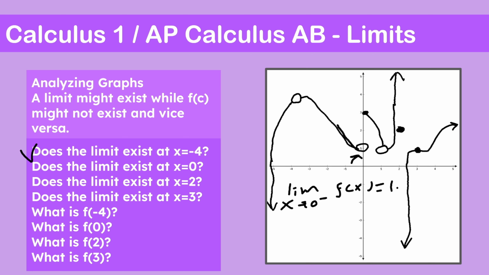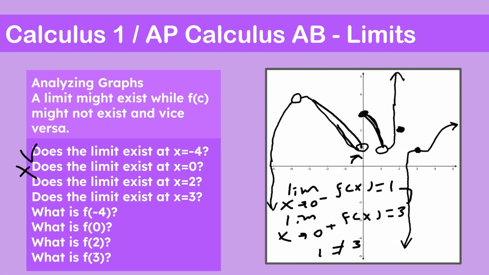But let's see if that equals the same thing from the right. From the right, the function gets very, very close to 3. It actually reaches 3. But these two values are not the same. So the limit as x approaches 0 from the right of f of x is equal to 3. However, these two are not the same, which means that the limit doesn't exist, because the limit from the left must equal the limit from the right.